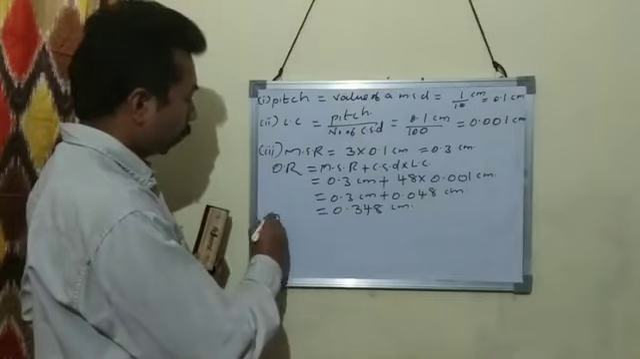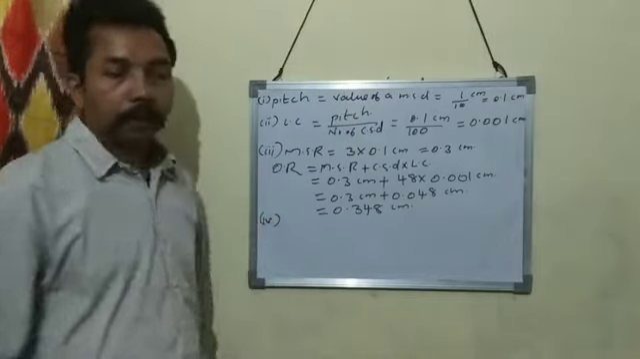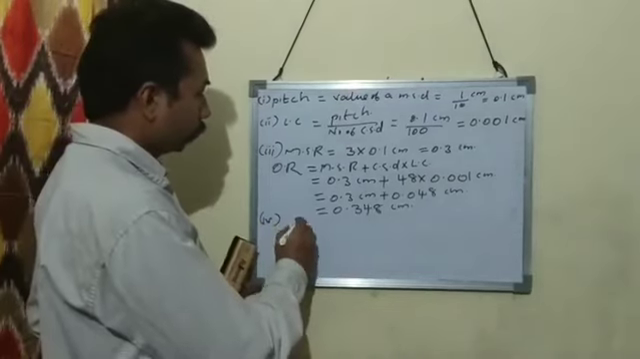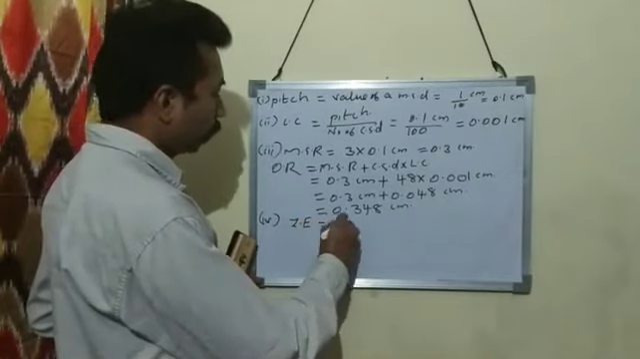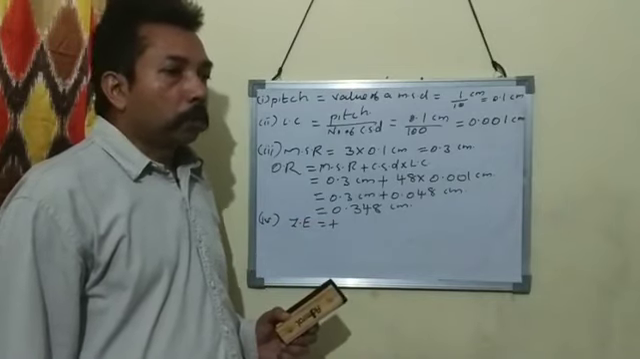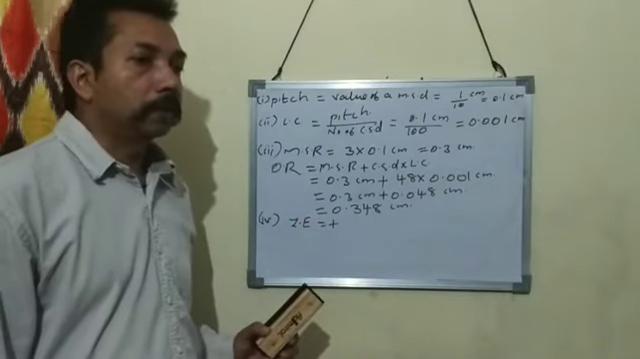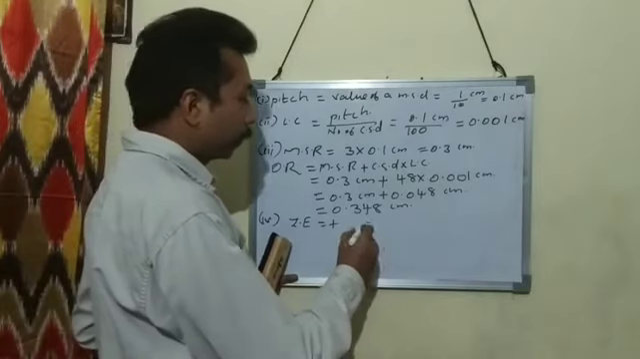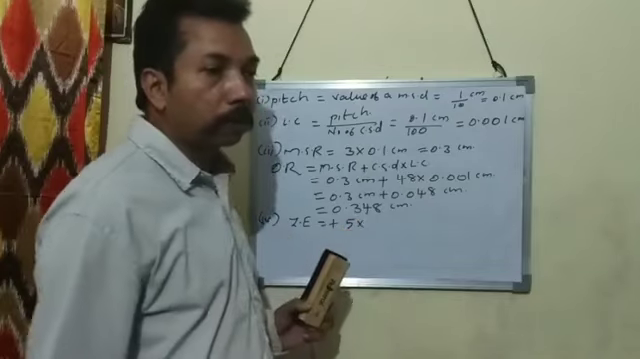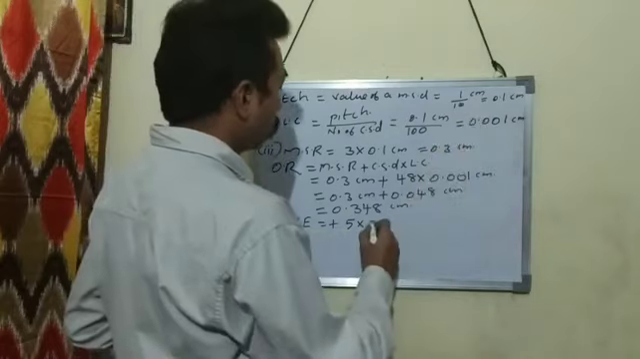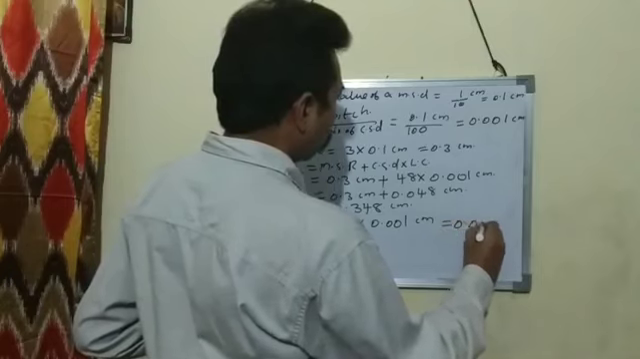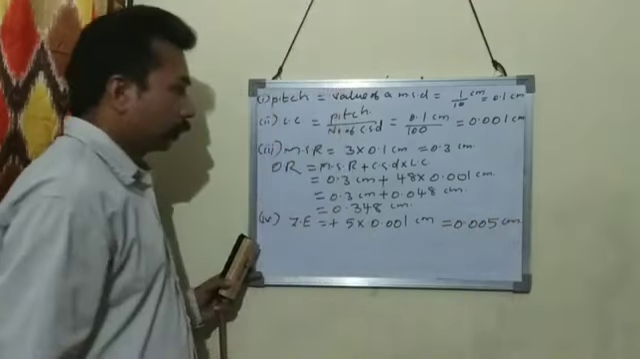Now the fourth part, corrected diameter. Here there is a positive zero error. We have to find how much the positive zero error is. The micrometer screw gauge has a positive zero error of 5 divisions. We find it like this: the division coinciding into least count, that is 5 into 0.001 centimeter, which is equal to 0.005 centimeter. So this is the zero error.